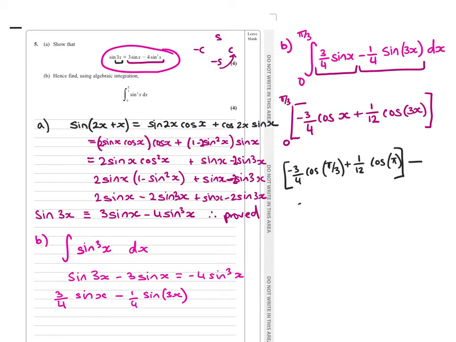Minus, remember this is when I substitute in pi over 3, I'm going to substitute in 0. You're going to get minus 3 over 4 cos 0 plus 1 over 12 cos of 0. Okay, well it's 0 times 3, which we know is 0. Now magically, when I put this into my calculator and press equals, I get 5 over 24. Nice and easy.